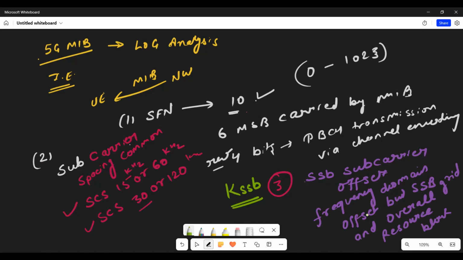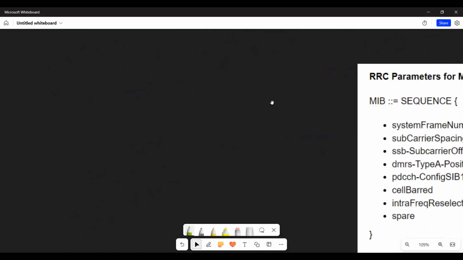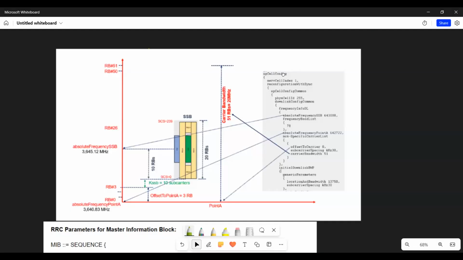So if you remember, there is a diagram, right? Where all these things are mentioned. So maybe let me pull out the diagram for you. This one is different. Where is the diagram? Okay, so here we have this diagram.